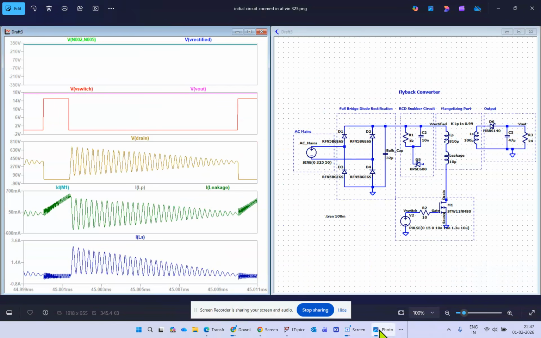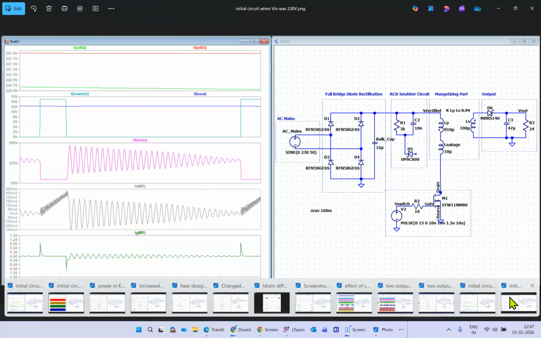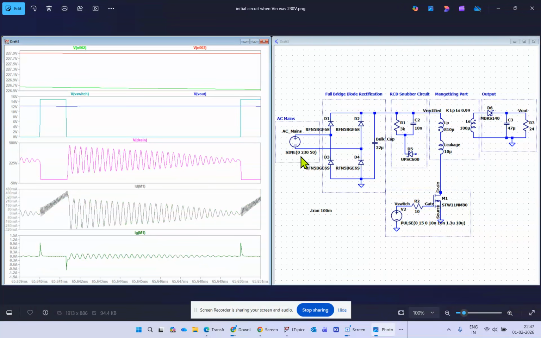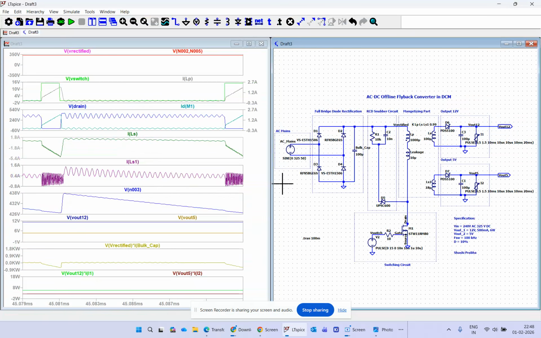So what I did: this was my initial circuit, and in this initial circuit I was using 230 volt AC, and because of that the rectified voltage which I was getting was 228 volt only. This circuit was designed for 12 volt output, and I was getting 12 volt output. This was not correct. The V rectified I was getting is 228 volt, but the output voltage was 12 volt, which is wrong. So I had to correct it. It should be 12 volt with 325 volt input. So that I have implemented here in my final circuit.